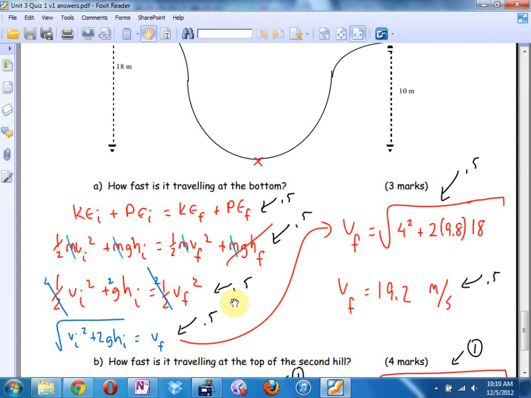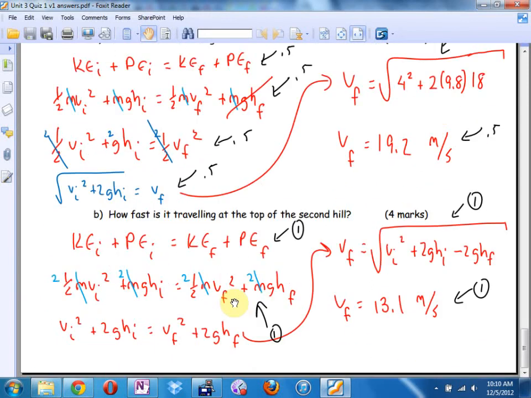B, how fast is it traveling at the top of the second hill? It is a job for conservation of energy. Nothing canceled here. Nothing was 0. I did cancel out the masses, and because I had all those halves kicking around, I chose to multiply everything by 2, because here the 2's canceled with the half. Here the 2's canceled with the half. Here, I ended up with a 2. Here, I ended up with a 2, but that was still, to me, a prettier equation, less fractions. What am I trying to find? V final. So vi squared minus 2gh final, and then square root, and I got 13.1.